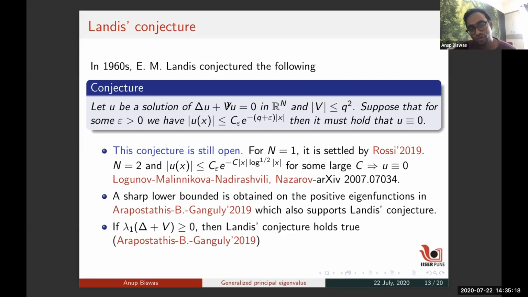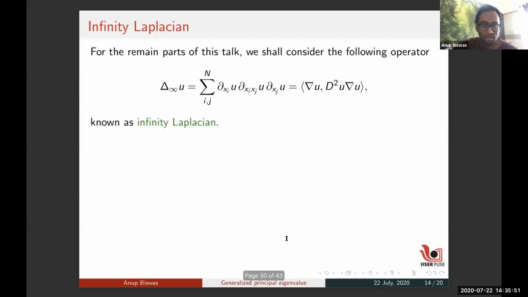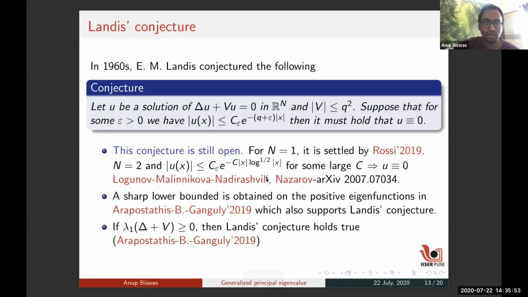Another case is if your V has compact support, which is also included in this paper, then the Landis conjecture holds true. The way I see it, the only place where the Landis conjecture becomes quite difficult, and I think every other case can be reduced to this particular case, is if you assume your V to be positive, or positive outside a compact set. That is the place where it appears to be more challenging, because constructing the Green function at that level becomes very difficult.